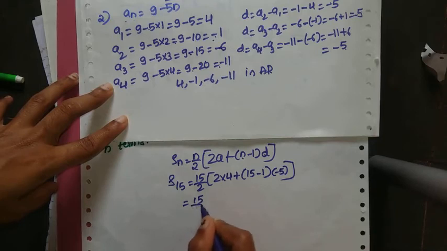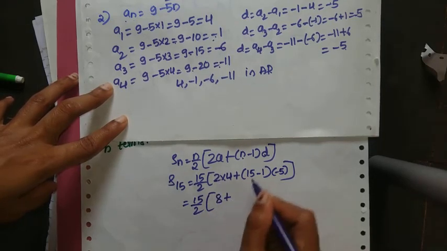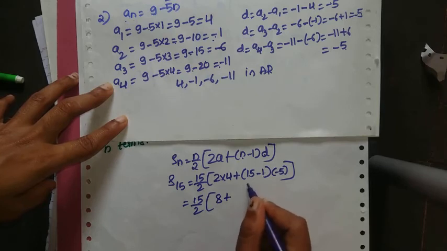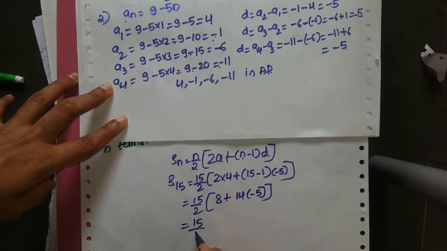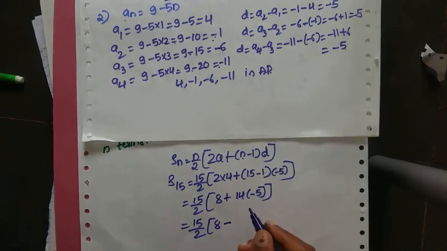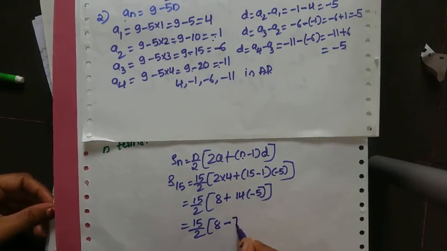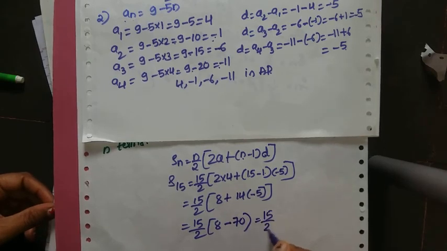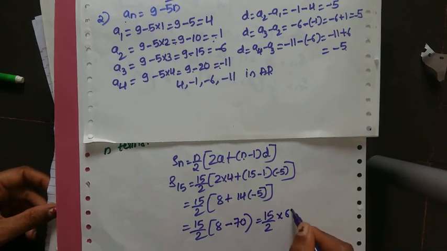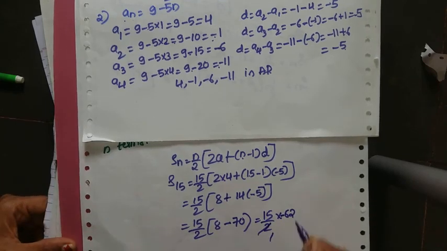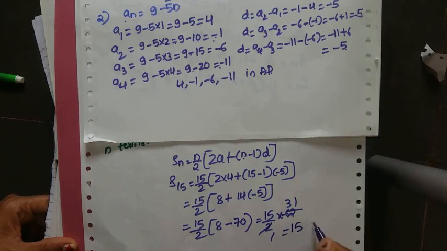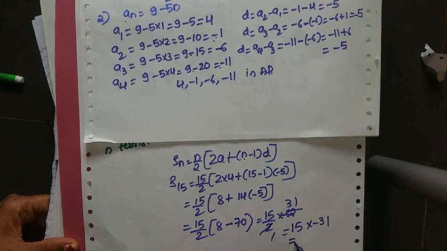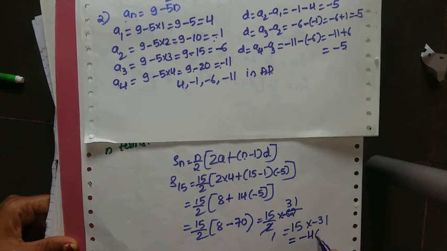So then 15 by 2 into bracket of 2 fours are 8 plus 15 minus 1 is 14, 14 into minus 5. So we have 15 by 2 into bracket of 8 minus 70, 14 fives are 70. So this equals 15 by 2 times minus 62, and 62 by 2 is 31. So the product is, this equals minus 465.